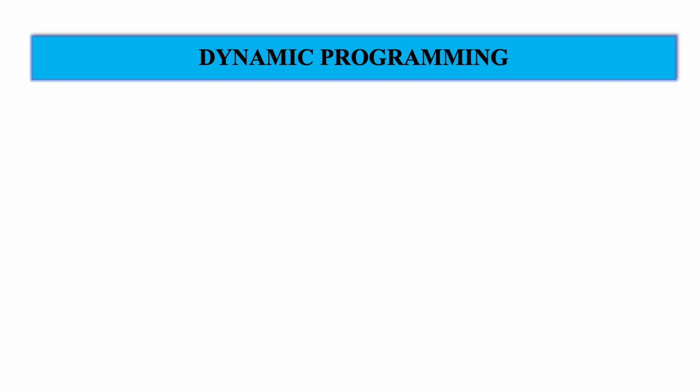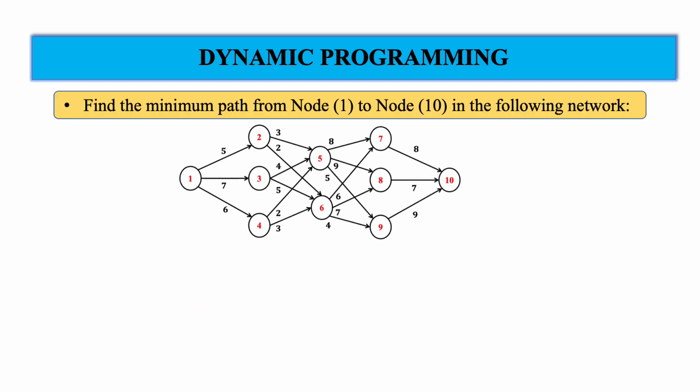Hello everyone, welcome back to the lecture series on dynamic programming problems. In the last lecture we have seen that if we have a complicated network like this, we can solve it using forward recursion or backward recursion, but that is not a dynamic programming approach. Now how can we solve this particular problem using the dynamic programming approach?